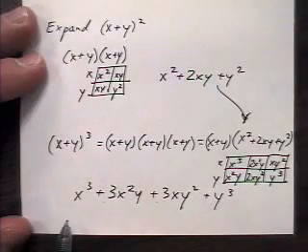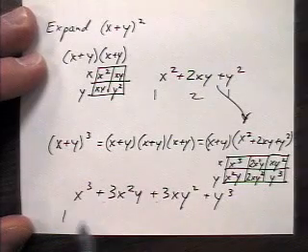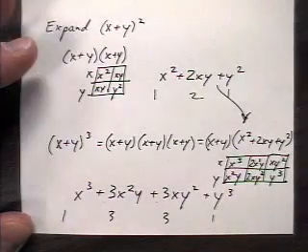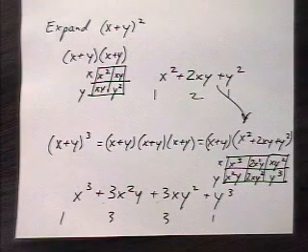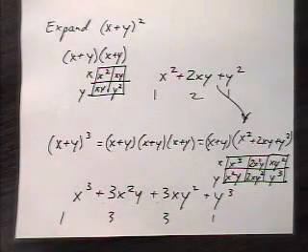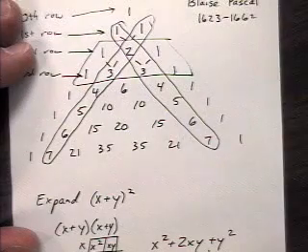Take a look at those coefficients. Well, we had a 1 and a 2 and a 1. And we have a 1 and a 3 and a 3 and a 1. Oh my goodness. What do you see? Well, yeah, those are rows of Pascal's triangle right up here in my notes. I see those right up there.